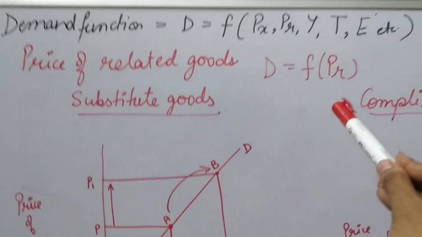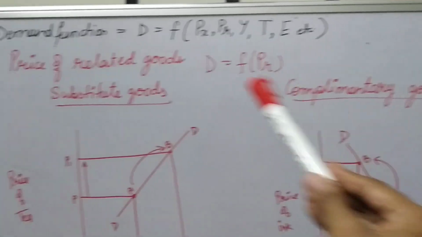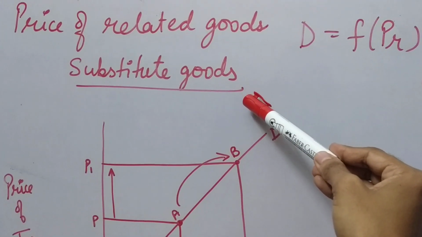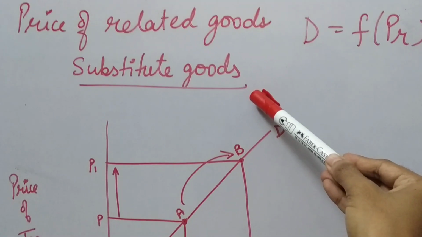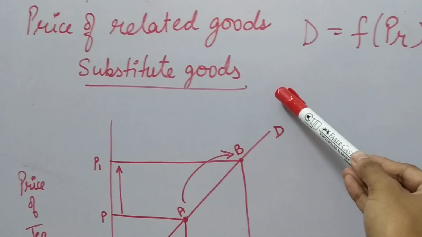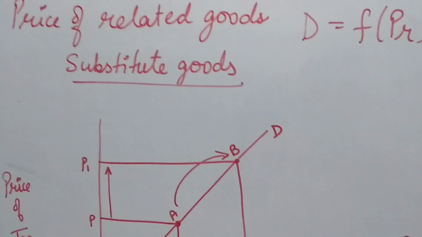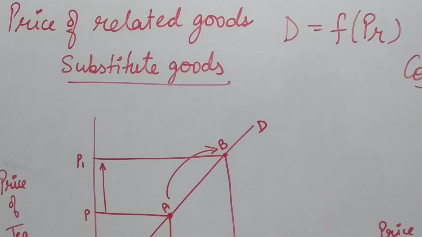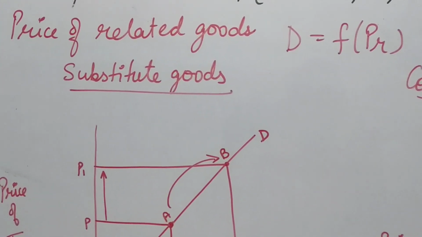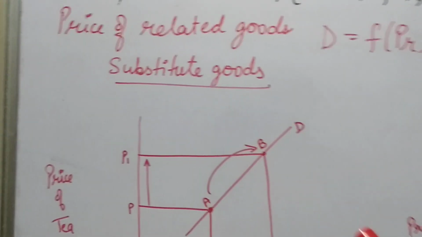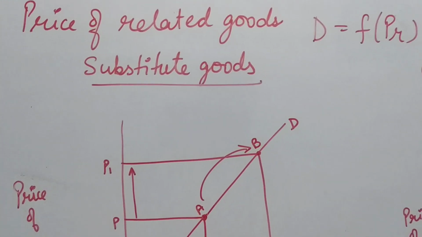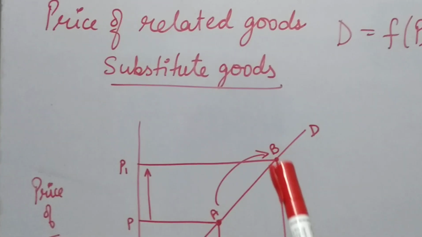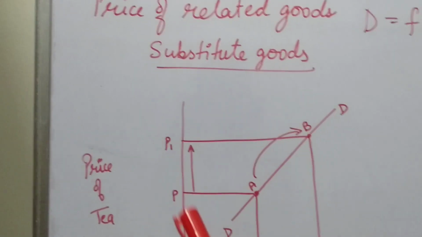Now, price of related goods, that means there are two types of related goods. First of all, we will discuss the substitute goods. Substitute goods are those goods which can be used in place of each other. That means alternatives are given, or the consumer can satisfy his demand by using another commodity, or they are competitive goods which can satisfy a given want with equal ease. So if one thing is not there, the consumer can consume another commodity also. Substitute goods example, you can take tea and coffee. If tea is not there, you can use coffee.